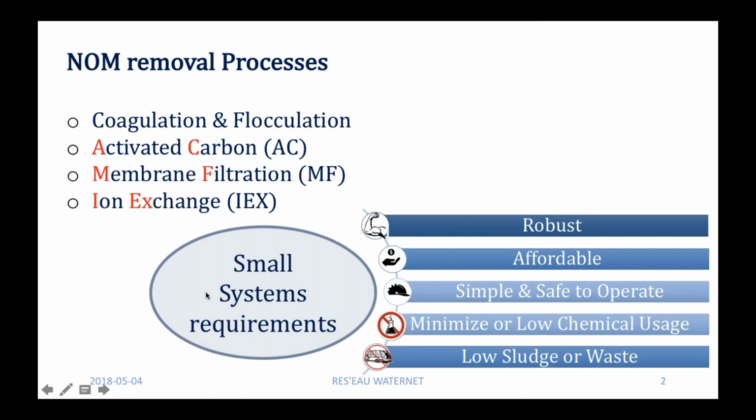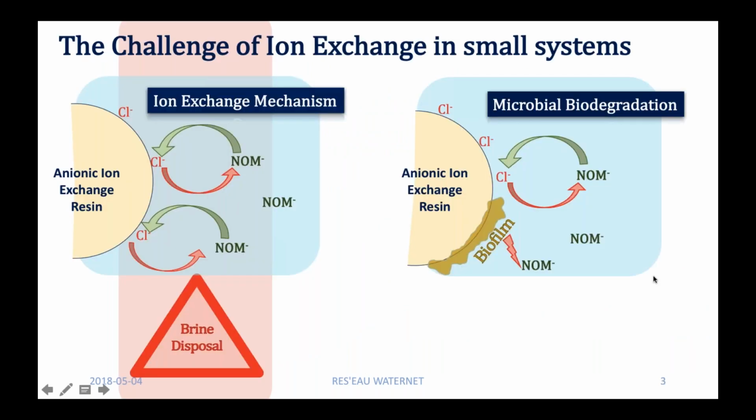And there are different physical and chemical methods to remove natural organic matter, such as coagulation and flocculation, activated carbon, membrane filtration, and ion exchange. Although all these processes may be used for NOM removal, their application in small communities and small systems is challenging. When we are talking about the small systems, the optimal treatment must be robust, affordable, simple, and safe to operate, use no or less chemicals, and produces low sludge or waste streams, which ion exchange filters meet most of these requirements. However, there is a potential drawback in this method.